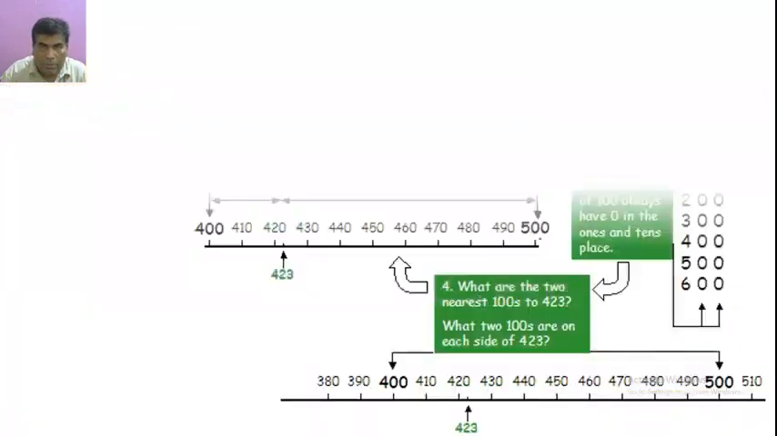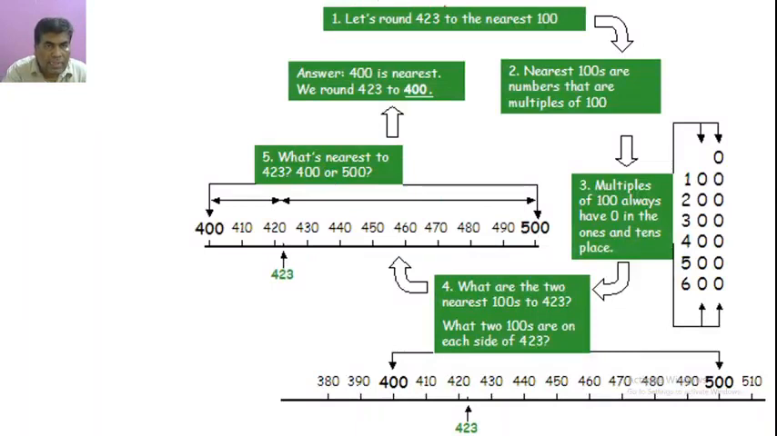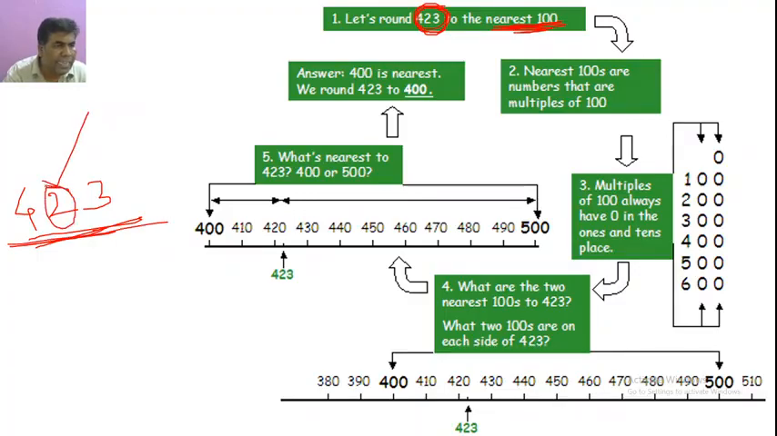Okay, let's see one example. Let's see the number here. They have given 423. We have to round it off to the nearest 100. What is the given number? 423. For rounding it off to the nearest 100, what do we have to see? We have to see the digit which is in the tens place. Okay. 423.